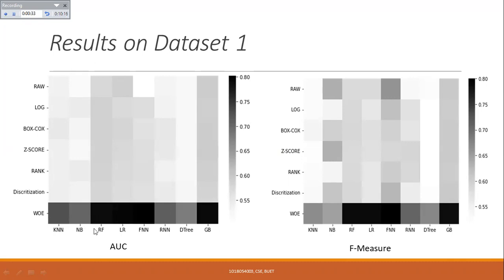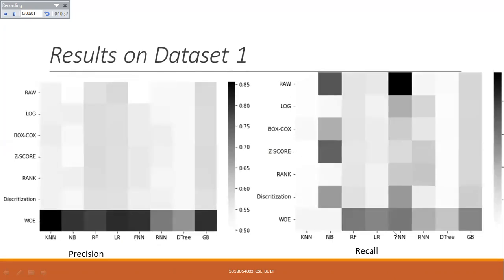We observe that for the weight of evidence, random forest, logistic regression, and gradient boosting provide us the better result. And we also observe the same result pattern in terms of the measure for the precision and recall. We found weight of evidence is providing the best result. But for recall, raw-based FNN provides the best result. However, the corresponding precision is very low, so it is not a big issue.